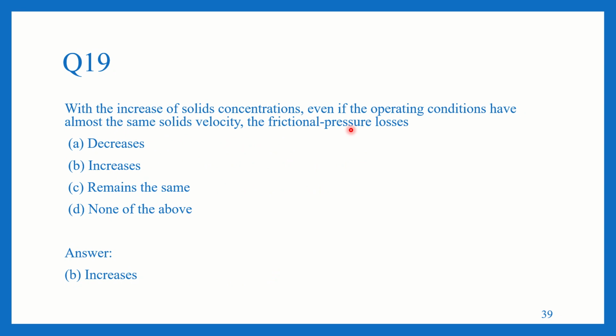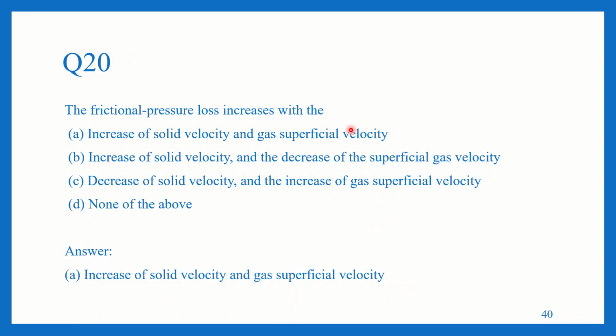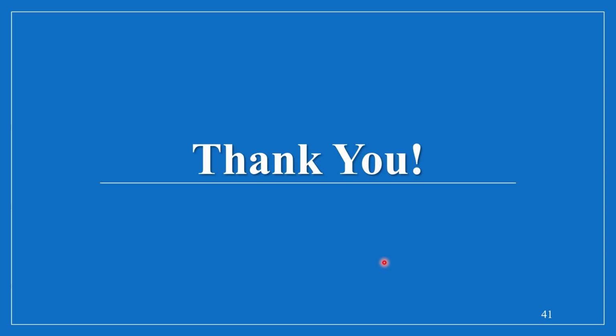Thereby, the frictional pressure loss increases. And frictional pressure loss increases with an increase of solids velocity and gas velocity. Thereby, the interaction between them would also be increased. So the pressure loss would also be increased. So the answer to this is an increase of solids velocity and gas superficial velocity.